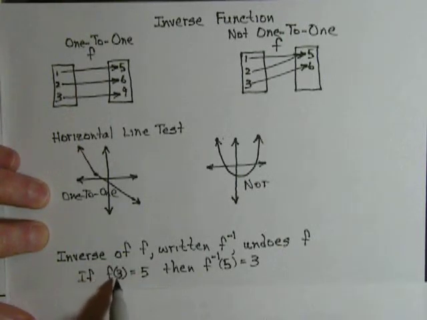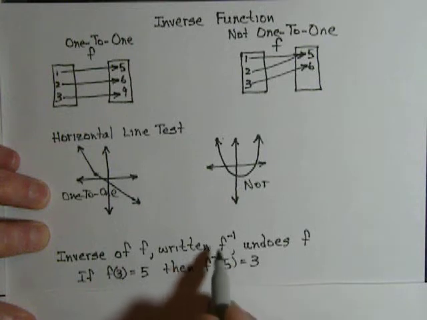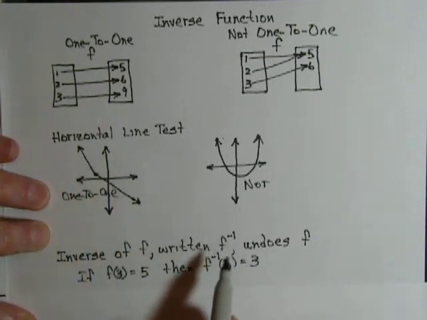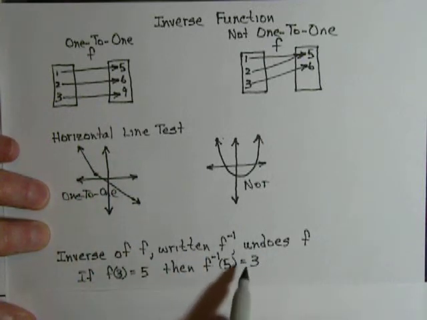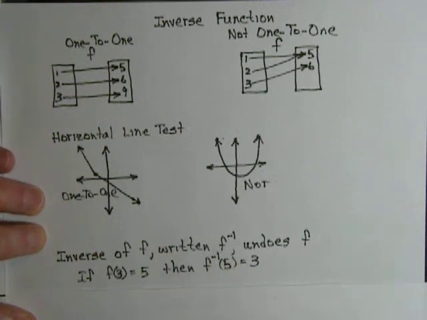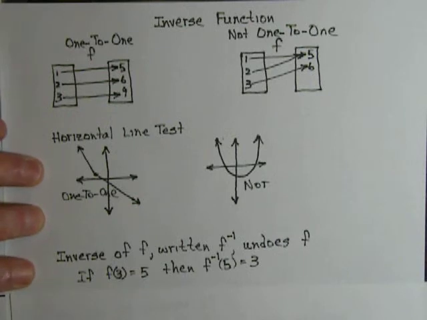If f takes 3 and goes to 5, in other words, if f of 3 is 5, then the inverse of f would undo this. It would take the 5 back to the 3. So basically, what the inverse function is going to do is it's going to turn around all the ordered pairs. Instead of 3 going to 5, 5 is going to 3. So basically what it's going to do is the domain is going to become the range, and the range is going to become the domain. And that's the premise that we're going to use for finding the inverse.